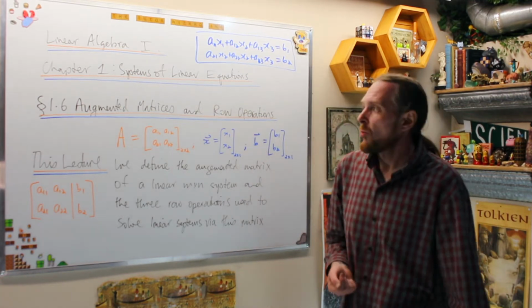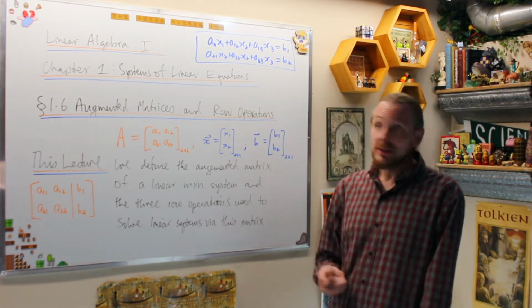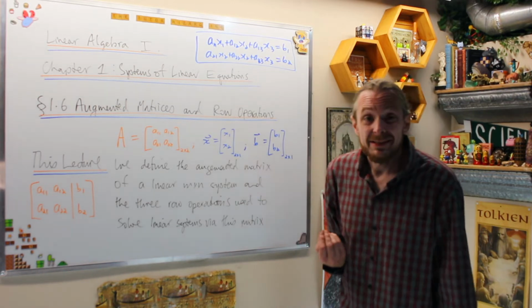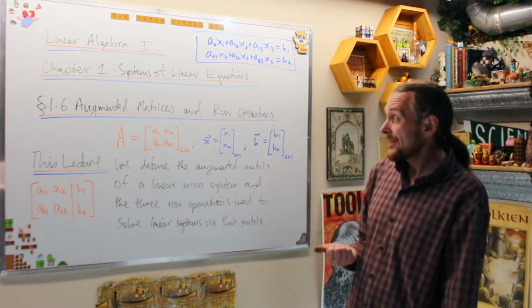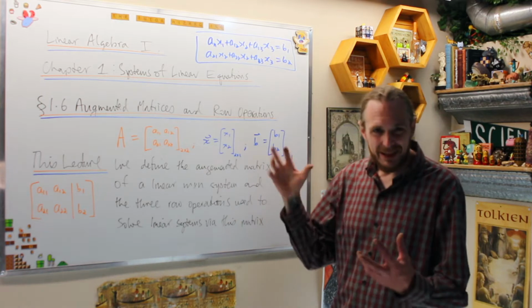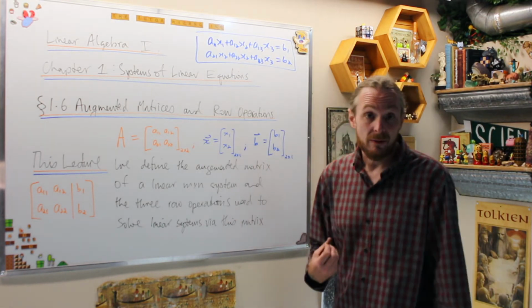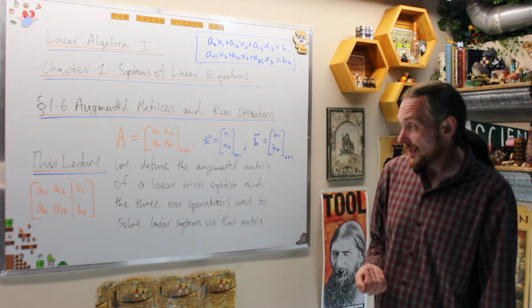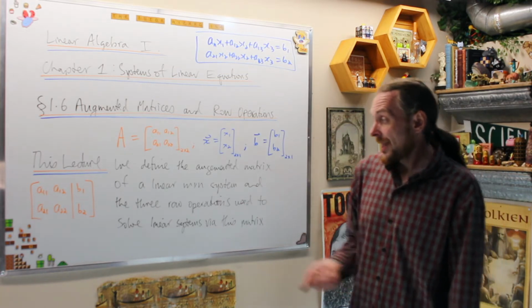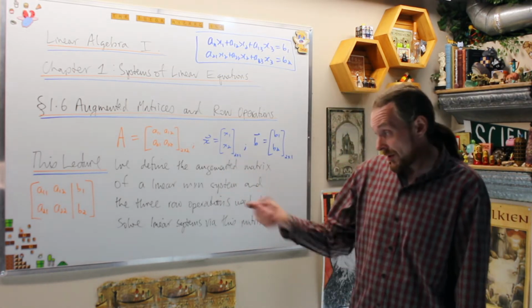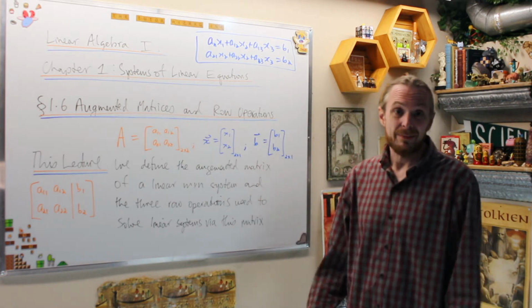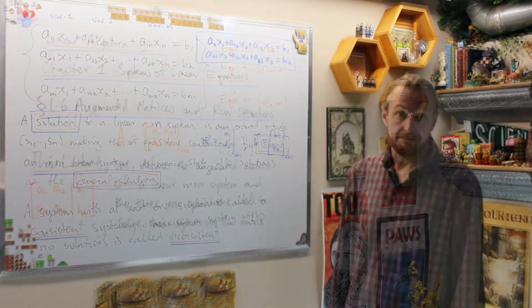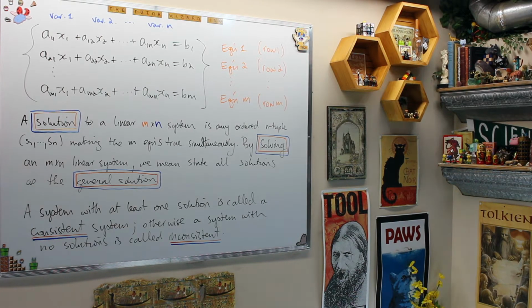We're doing Linear Algebra 1. This is Chapter 1, Systems of Linear Equations. 1.6 is going to be the augmented matrices and row operations. This is going to give us a systematic method of solving n by n linear systems. Therefore, in this lecture, we define the augmented matrix of an n by n linear system and the three row operations that we're going to use to systematically solve n by n linear systems. Let's do that. Nice figure.